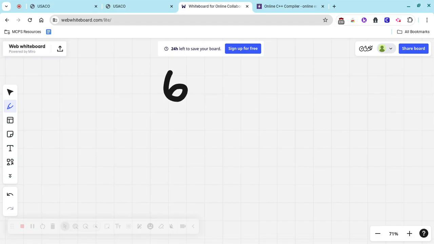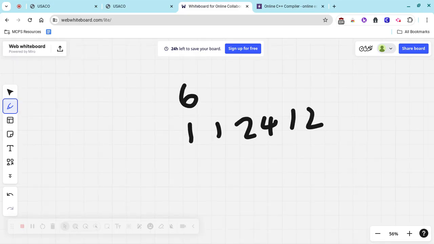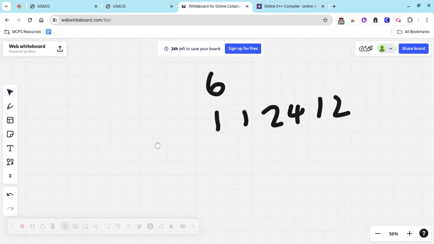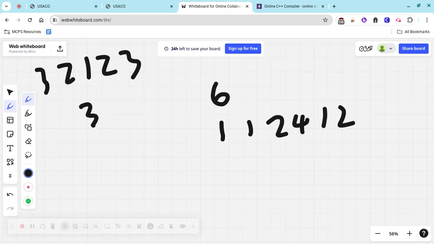So 6, 1, 1, 2, 4, 1, 2. If we want to mimic the pattern, which is increasing and then decreasing, I can write it here, like 1, 3, 2, 1, 2, 3, something like this. We want to keep track of the number of occurrences. So the more numbers that have an occurrence greater than or equal to 2, we can include it in our array. So let's look at this array and count the number of occurrences of each one.